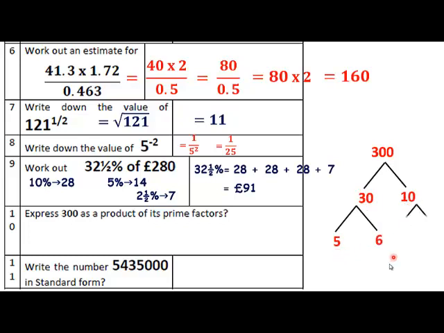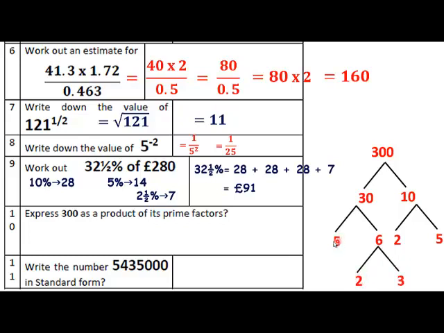Otherwise, I'm going to split up the 10 into 2 and 5. Now both of those are prime, so I'm going to stop there. The 5 is prime, so I'm going to stop there, but 6 is not prime. Some people stop at this stage. Make sure you carry on and you check all the numbers. 6 can be split up into 2 and 3.